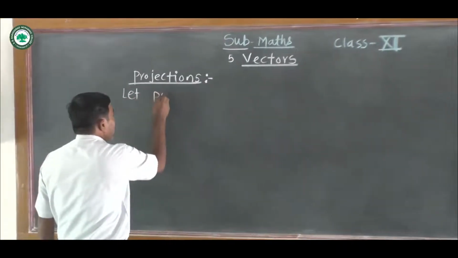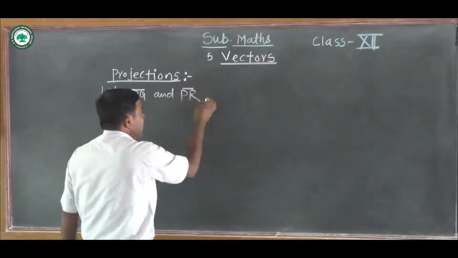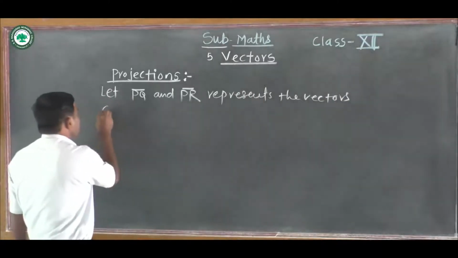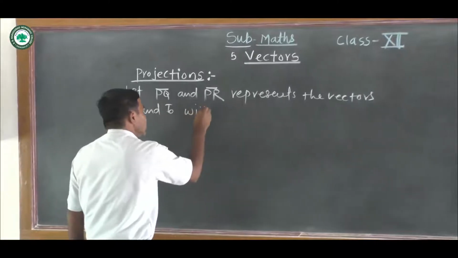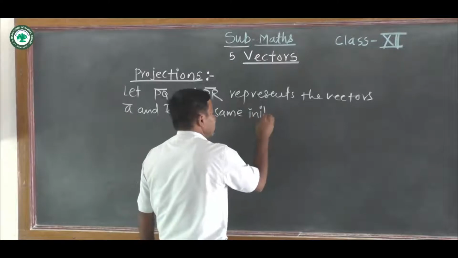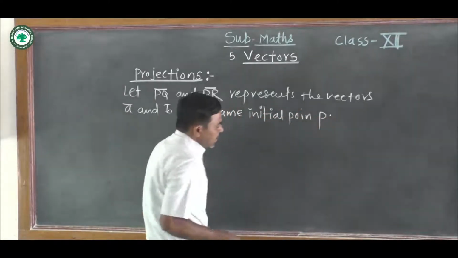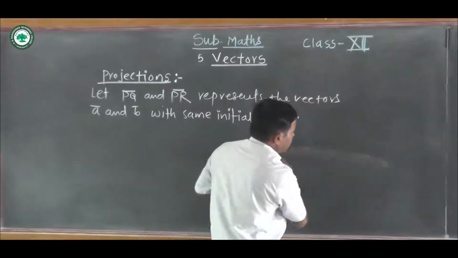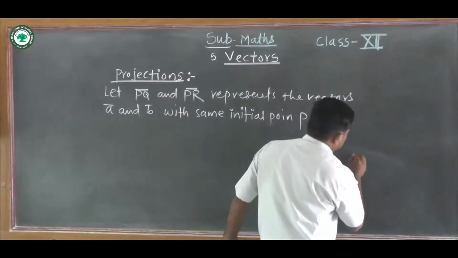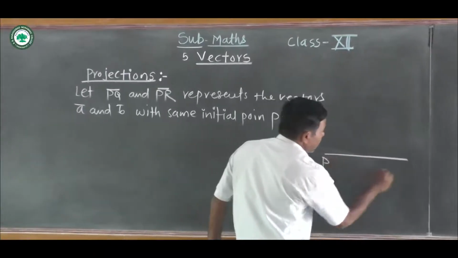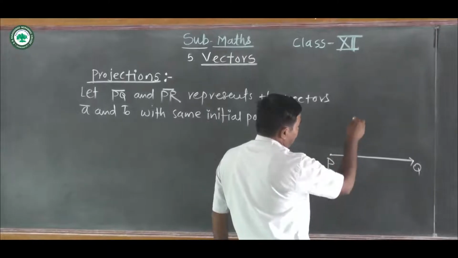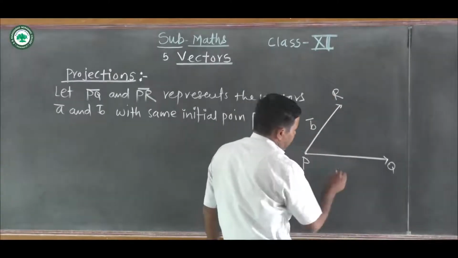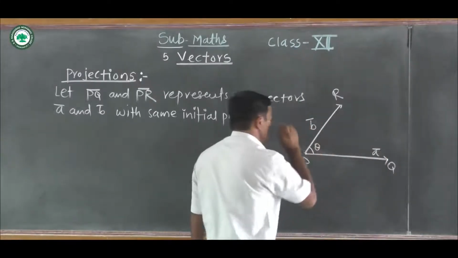Let PQ bar and PR bar represent the vectors A bar and B bar with the same initial point P. See, this is PQ bar and this is PR bar, so this is B bar, and PQ bar, this is A bar, and the angle between these two vectors is suppose theta.